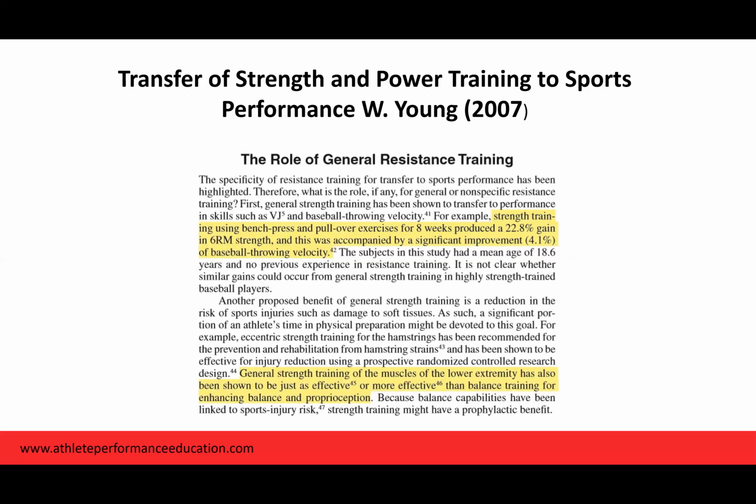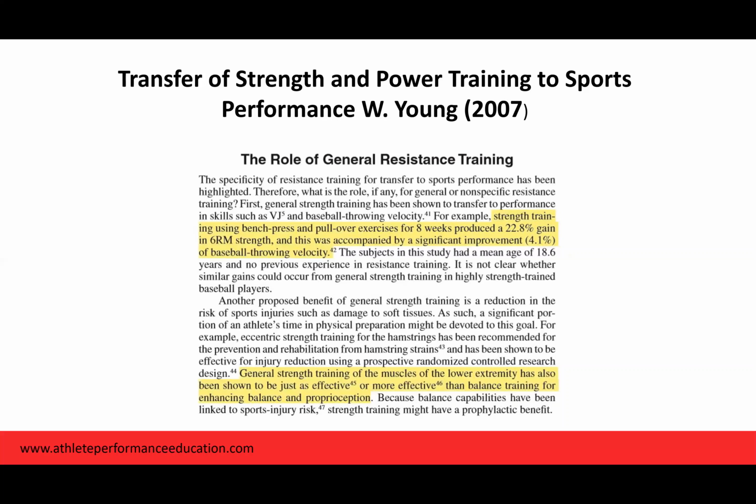That's highlighted in this example here, where we can see that in a baseball throwing group, those that undertook an 8-week bench press and pullover exercise program had nearly a 23% increase in their 6RM strength, which was accompanied by a 4.1% significant increase in their baseball throwing velocity. So essentially what happened is you got a group of guys doing a general upper body resistance program. They note an increase in strength, and with that increase in strength, they also get a positive increase in their throwing velocity, which is a direct performance output.